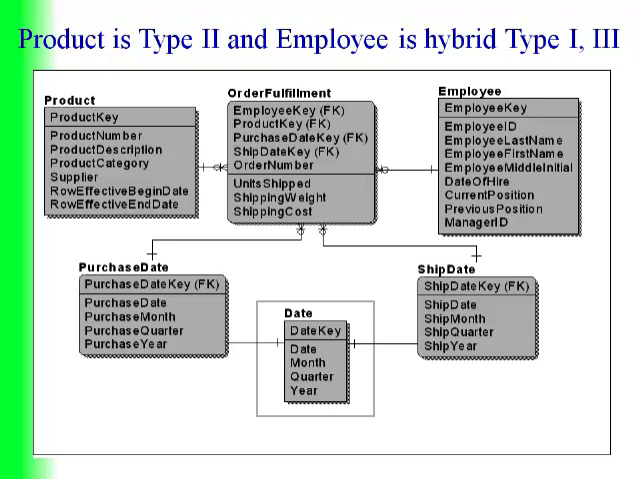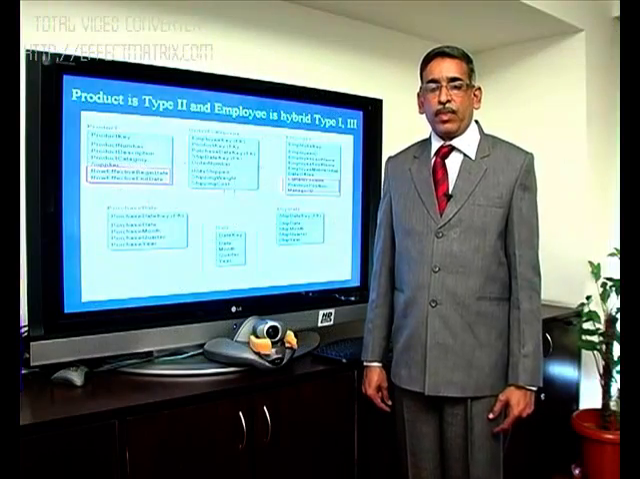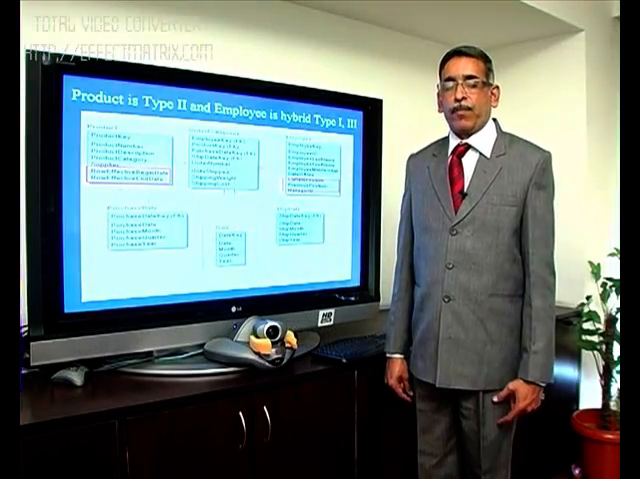Suppose for a particular product, the supplier has changed from a particular date. To retain details of the old supplier and also to keep the details of the new supplier, we add these date fields. Whereas in the case of the employee dimension table, you can see the employee name was spelled wrongly, so it belongs to a type 1 change.